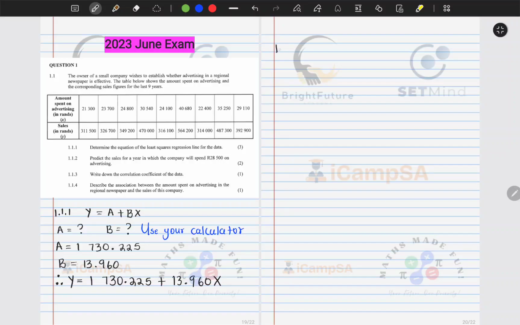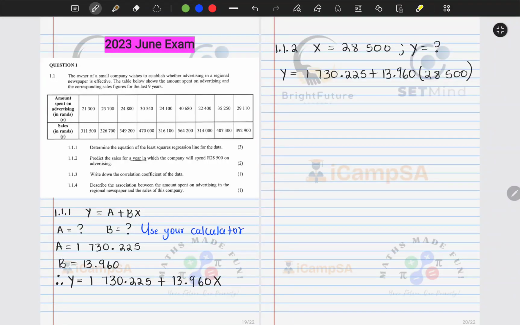And what I need you to remember, in 1.1.2, we are required to predict the sales if the company is going to spend 28,500. Okay, so remember, what we are given here is X, which is the amount spent, which is 28,500. And what we are required to figure out is the sales which we are going to close, which is Y. So that means we are just going to use the equation Y equals 1,730.225, then plus 13.960 times 28,500. So let me use my calculator.